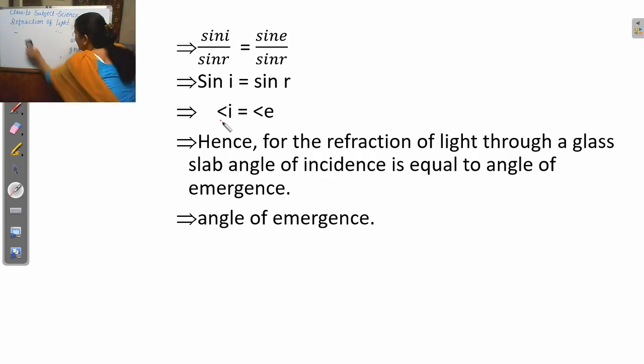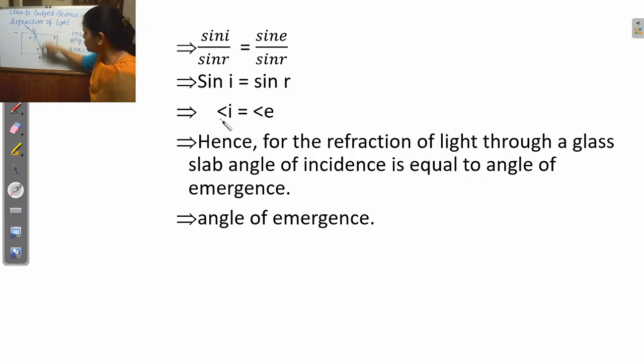Again, I draw a bigger diagram for better understanding. This is a glass slab. This is the normal. When the light ray enters the glass slab, this is angle I. It bends towards the normal. This angle is R, and this angle is also equal to R. When the light ray goes from the glass medium to the air medium, it bends away from the normal, and this angle is equal to E. So we proved that I equals E.